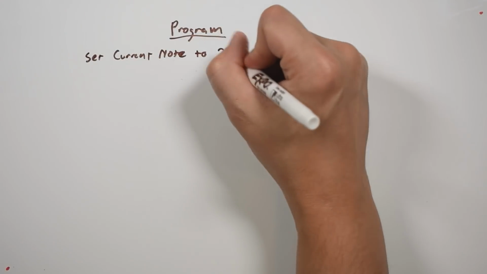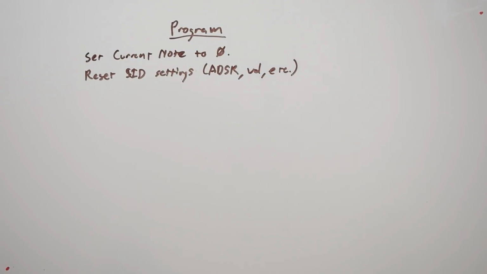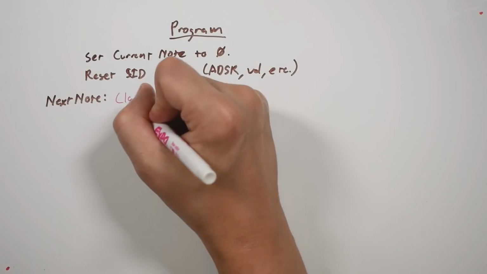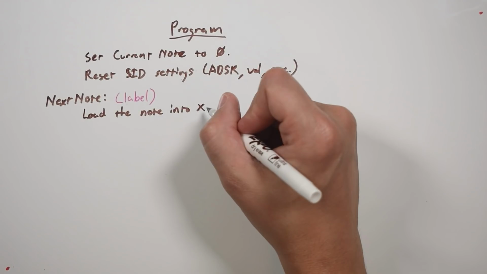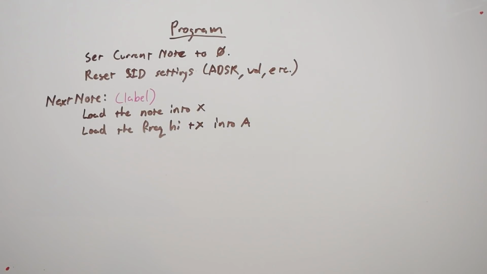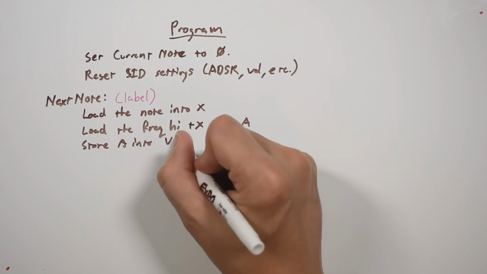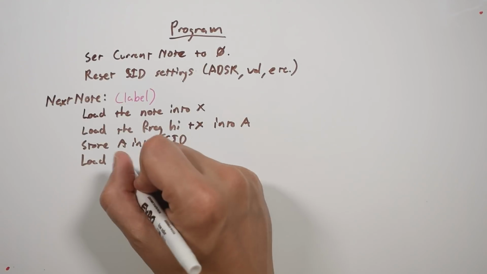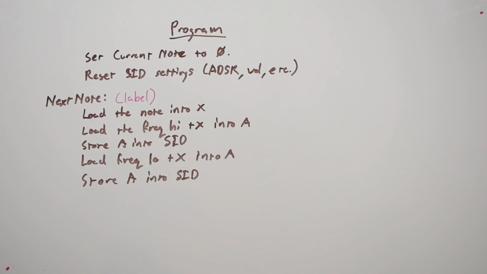So now that we know how to represent a song in memory, let's figure out our player program. First off, we need to initialize a few things, so we set our current note to 0 and set our voice settings in the SID. Next, we start the beginning of our player loop. The first step is to load the current note from the song table into the X register. Next, we use the X register value as an offset into the note frequency table to load the high byte of the frequency into A. Once we have the first half of the frequency value, we can then store it into voice 1's frequency register. Then, we increment X to load the next byte and store the second half.